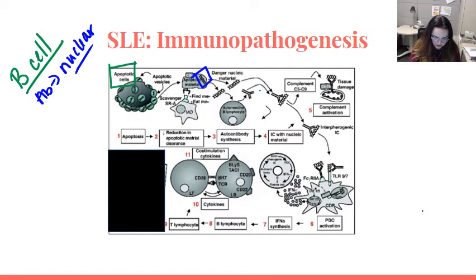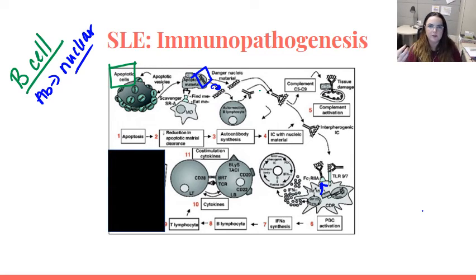The macrophage eats it, and in doing so, it can either release it such that it can be bound by antibodies, or when it eats it, it can then present some of the proteins that were associated with the nuclear material to other cells, right? Because macrophages are antigen presenting cells. And I think that's also an important component.